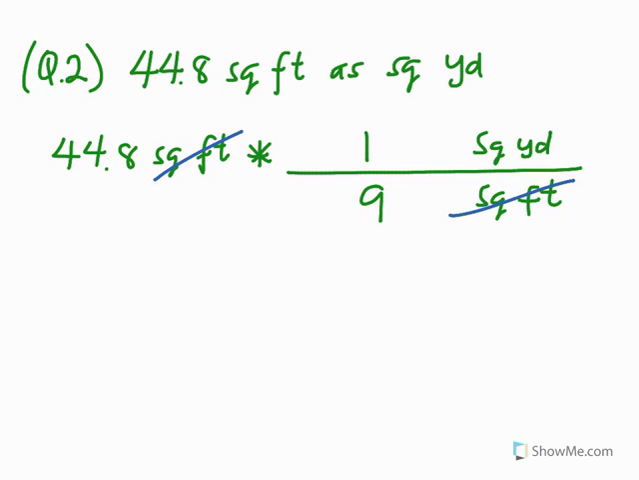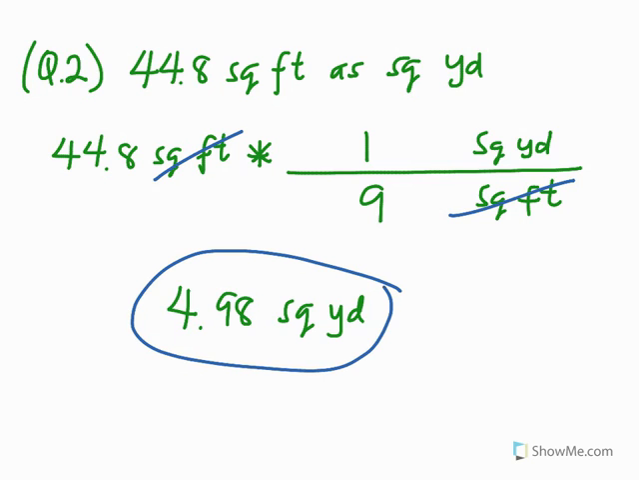So we have 3 significant digits, and when you round your answer, it gives us now 4.98 square yards. And this becomes our answer.